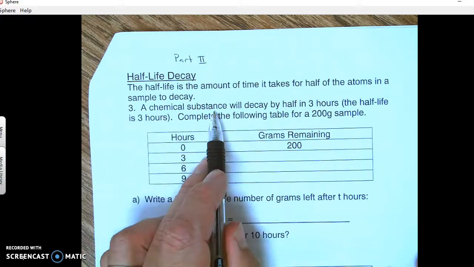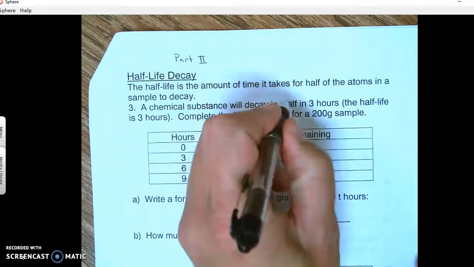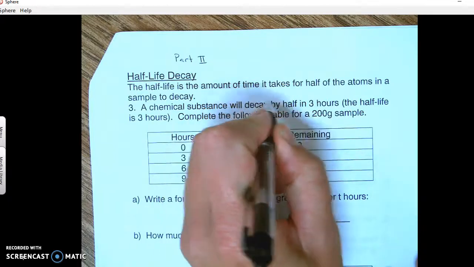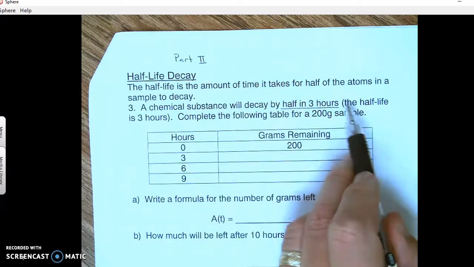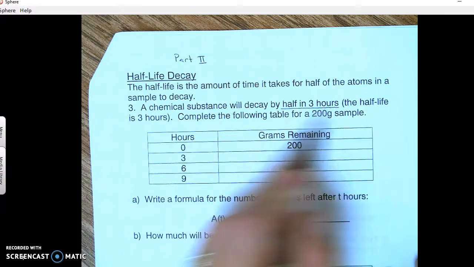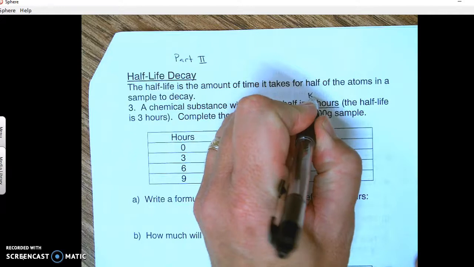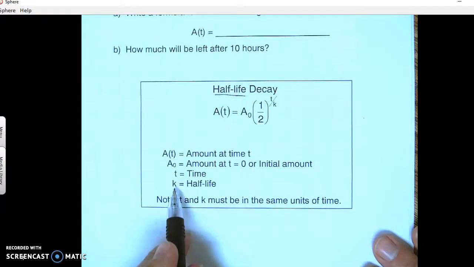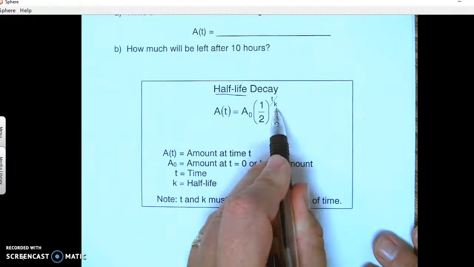So a chemical substance will decay by a half in 3 hours. Now, it tells us that it will decay by a half in 3 hours. So the half-life is 3 hours. This would represent your K value. Back down to the formula. K equals half-life, goes in the denominator.